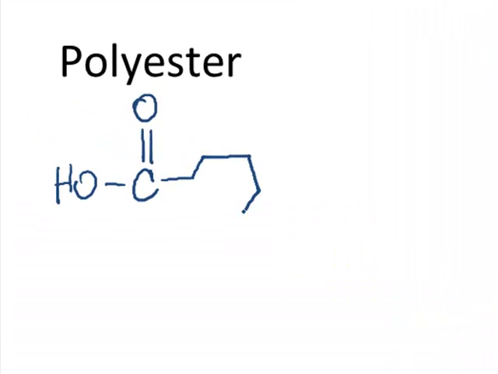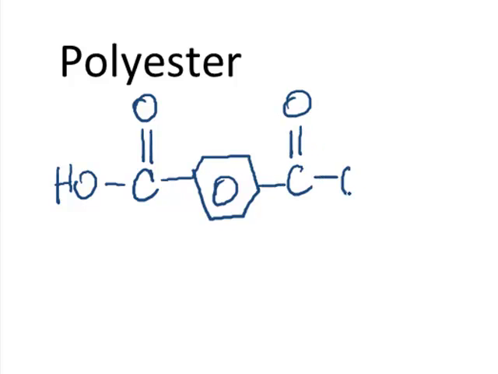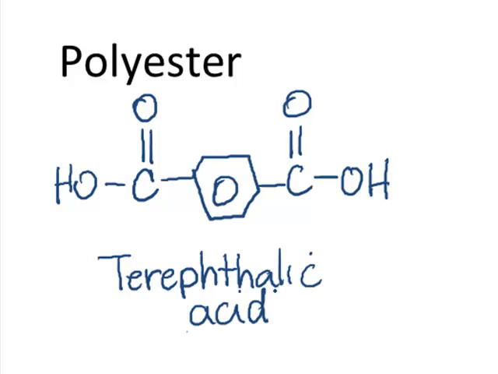Take a couple minutes and draw the polyester that results from the esterification reaction of these two molecules. One of the molecules, which I'm drawing now, is our dicarboxylic acid. And what the R group is in this dicarboxylic acid is actually a benzene ring. So it's a benzene ring with a carboxylic acid attached on each side. This is what's called terephthalic acid. Terephthalic acid is actually a very common ingredient that's used in polyesterification reactions.